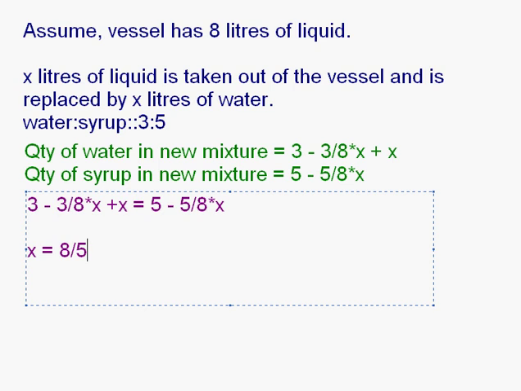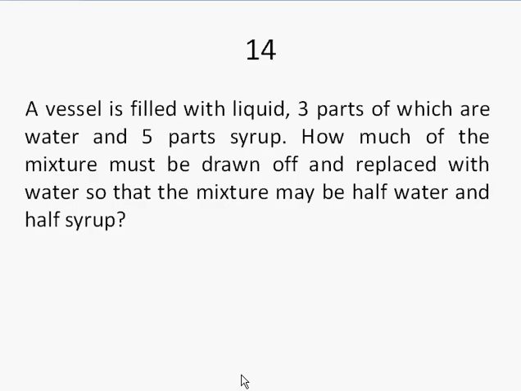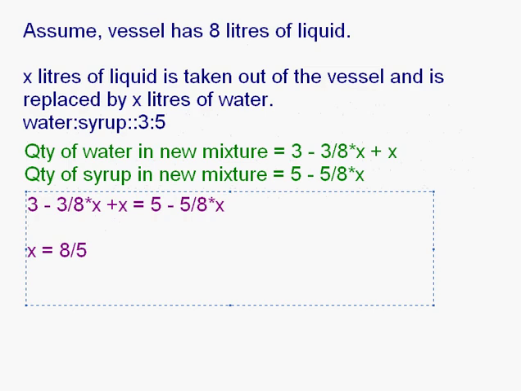That means we took out 8 upon 5 liters from the vessel, but that is not the part of mixture replaced. The question is still pending. How much of the mixture must be drawn off and replaced with water so that the mixture may be half water and half syrup? Alright, so what's the part of mixture replaced?